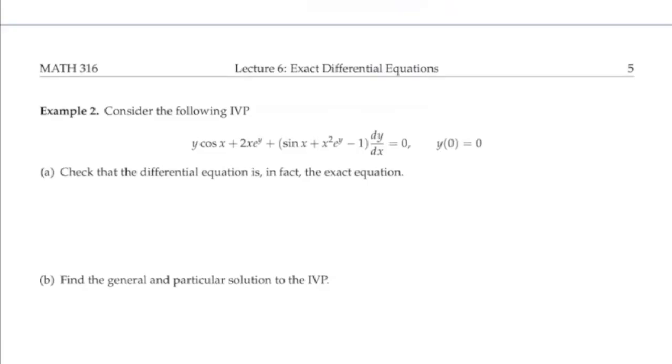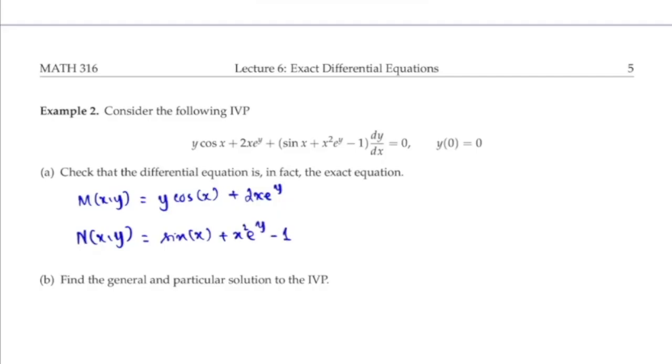Again, you're going to find the solution to this initial value problem. You have a differential equation, you have the initial conditions. The first step is to check if the differential equation is in fact exact. You're going to pick out the functions capital M of x,y and capital N of x,y. In this case, capital M of x,y is equal to y times cosine of x plus 2x times e to the y, and capital N of x,y is equal to sine of x plus x squared times e to the y minus 1. From here, you find the partial derivative of M with respect to y, and the partial derivative of N with respect to x.